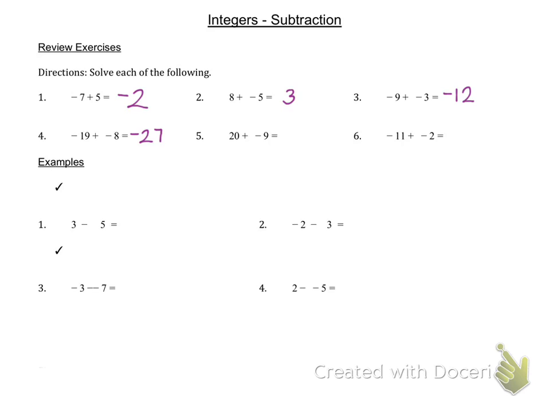Number 5, 20 plus a -9. So I'm going to subtract. 20 minus 9 is 11, and the sign of the bigger number is positive, so we have a positive 11. Number 6, -11 plus a -2. They're both negative, so I'm going to add them. 11 plus 2 is 13, and since they're both negative, my answer is a -13.